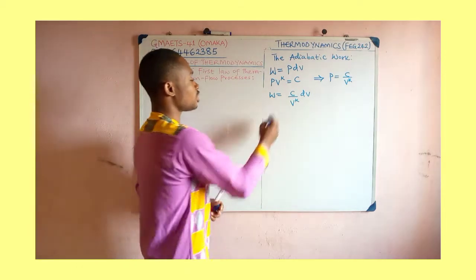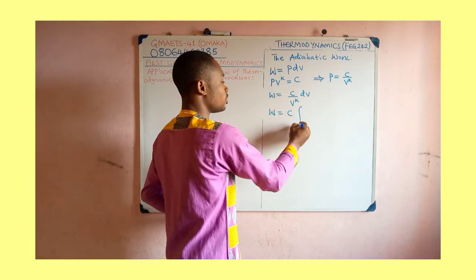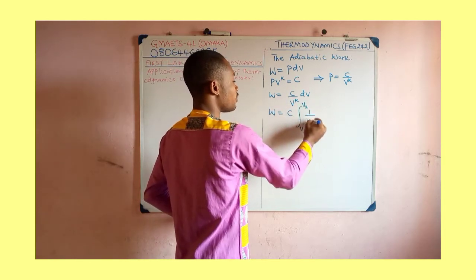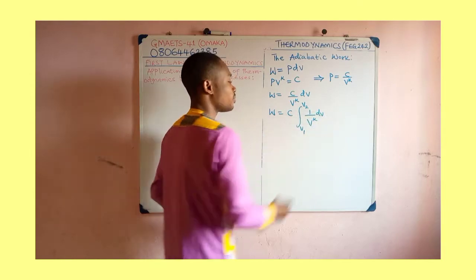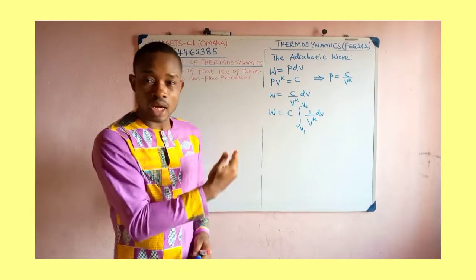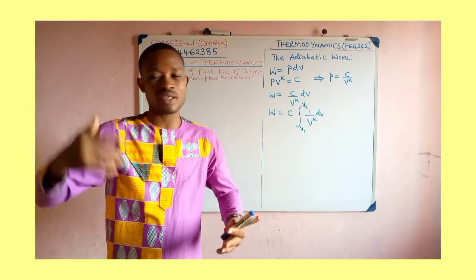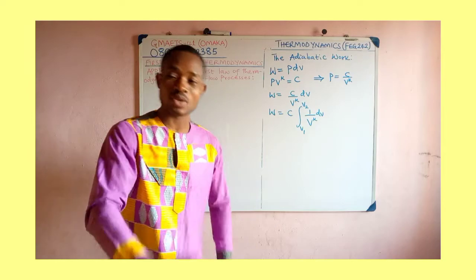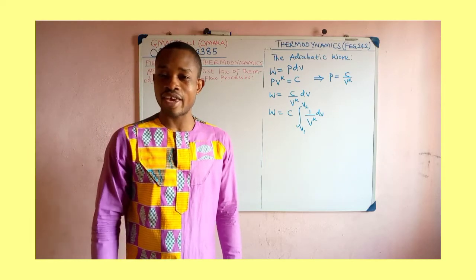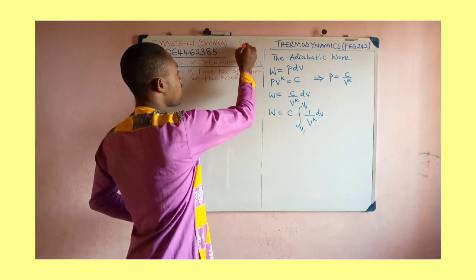To do the integration, we have that W is equal to C, which will come out, times the integral from V1 to V2 of 1 over V raised to the power K dV. How do we now integrate 1 over V raised to the power K? This is not 1 over V. If it were 1 over V without any other power, let's say just power 1, then the result would be ln of the denominator. Here, this is K. We don't know the value of K.